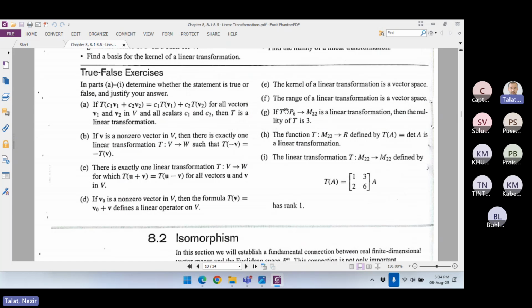Here the dimension is 6 and here the dimension is 4. Like M2 cross 2, the dimension is 4, and in P6 the dimension is 7. Why? Because it is a polynomial of degree 6, so the dimension is n plus 1, which is 7.